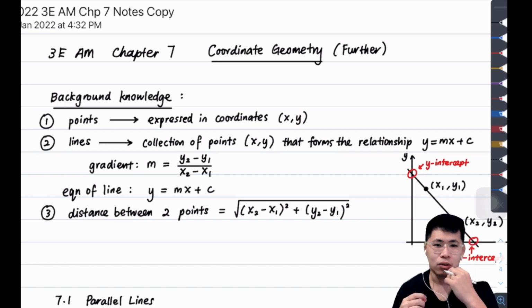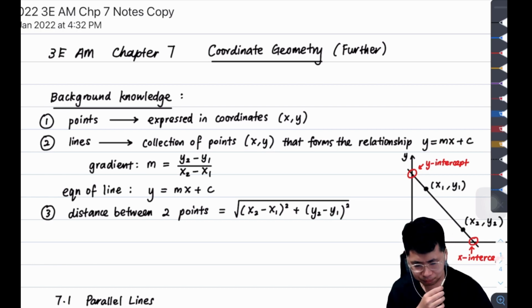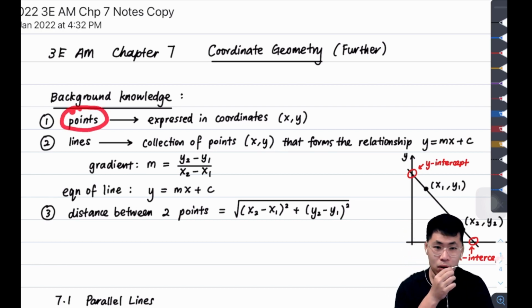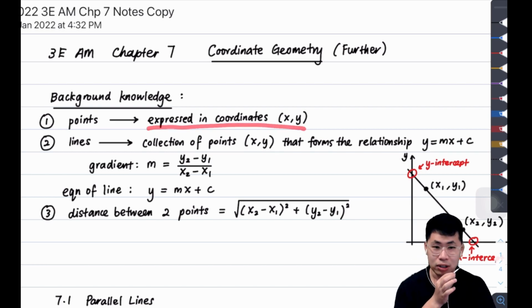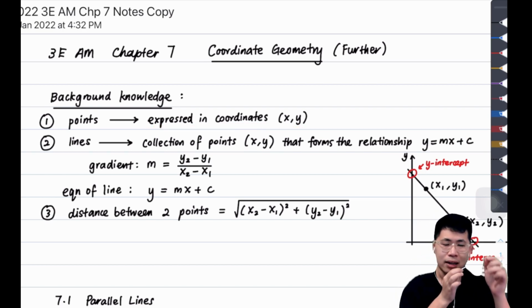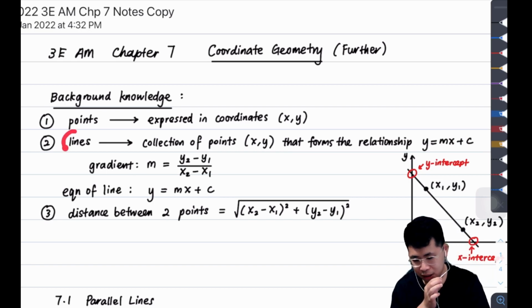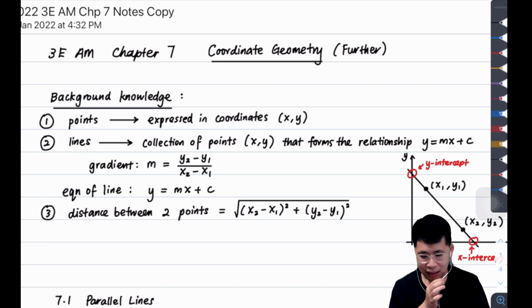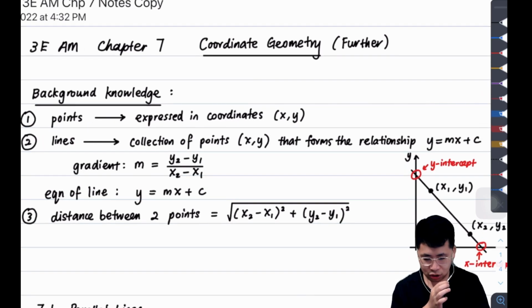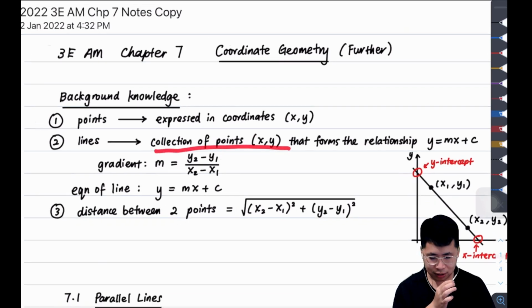So the first one over here, point number 1, is that the first knowledge that we need is about points. And points are usually expressed in a coordinate. So a single point carries one pair of coordinates, x and y. Then we extend this to lines. And a line is actually a collection of many points.